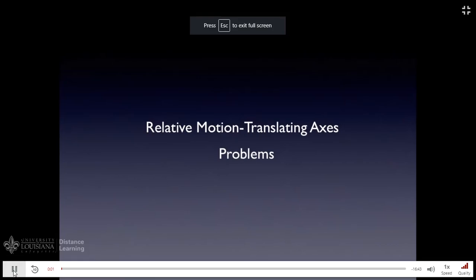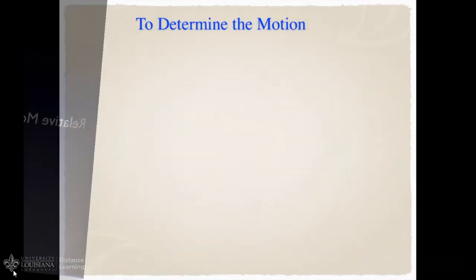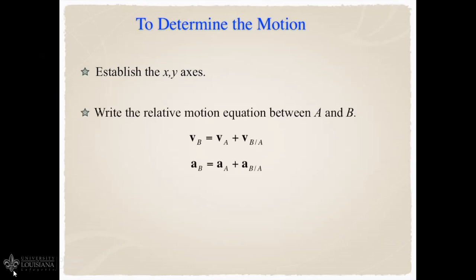Some problems involve the relative motion between two objects, and we'll use translating axes for the analysis. To determine the relative motion, the first thing you should do is establish the xy axes.